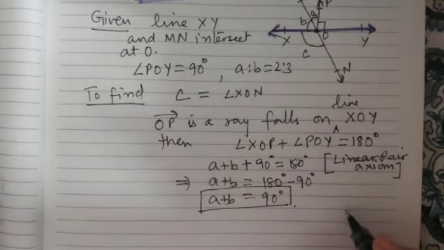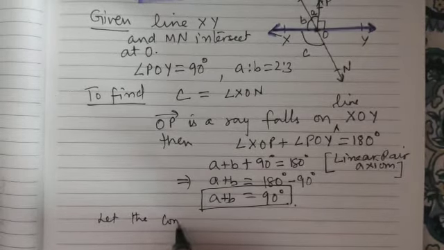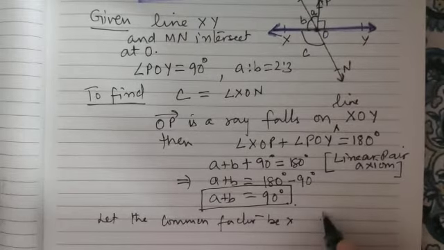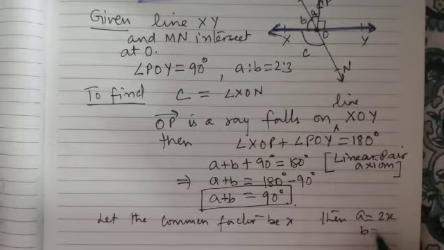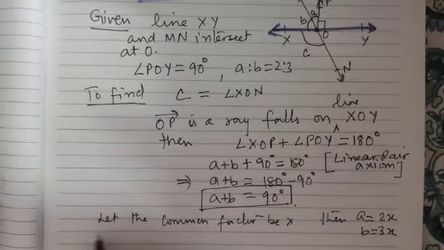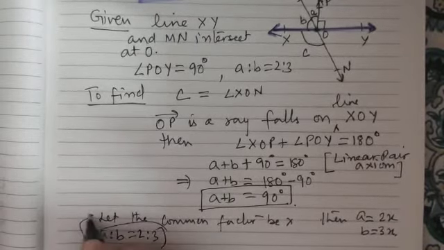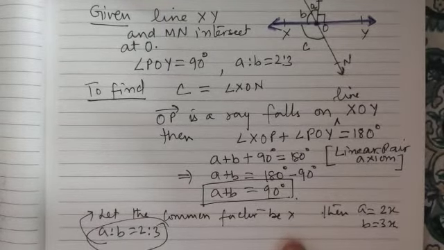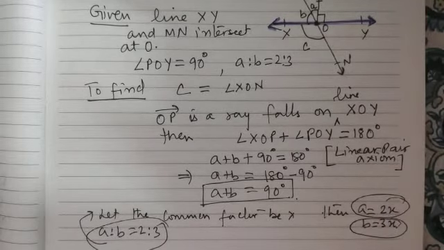If I say let the common factor be X, then can I say A will be 2X and B will be 3X? Yes, it is given that as A is to B is 2:3, we are assuming this, and the common factor to be X, and we say that A is 2X and B is 3X, isn't it?